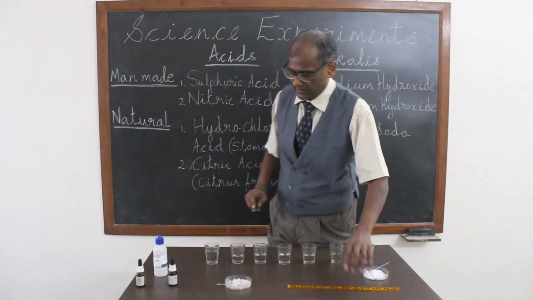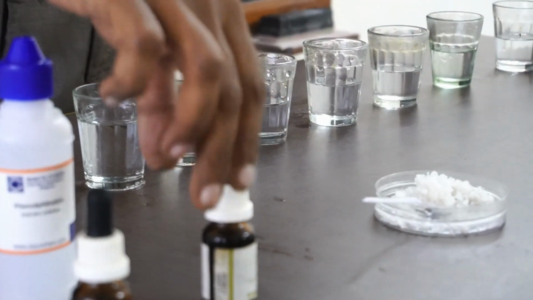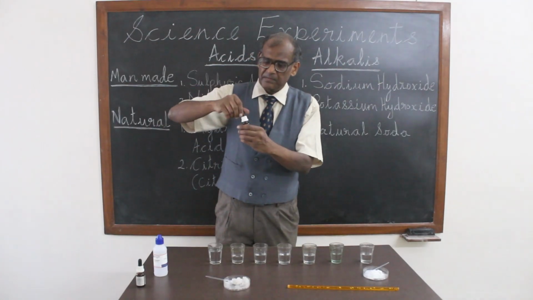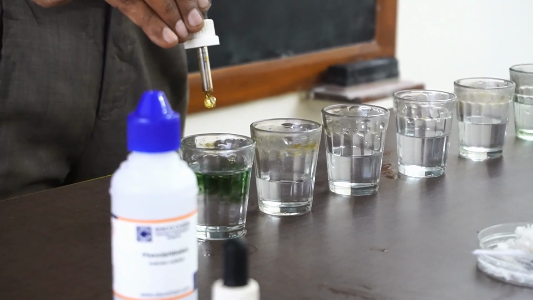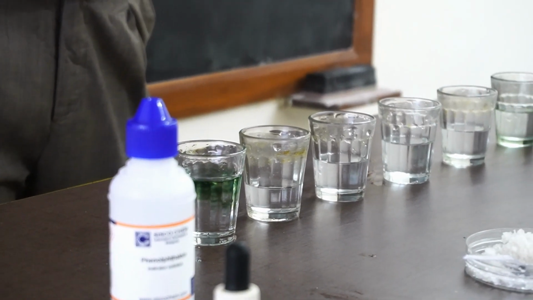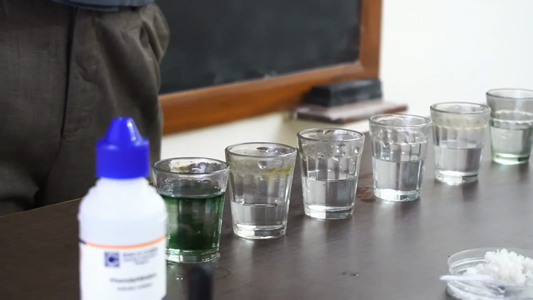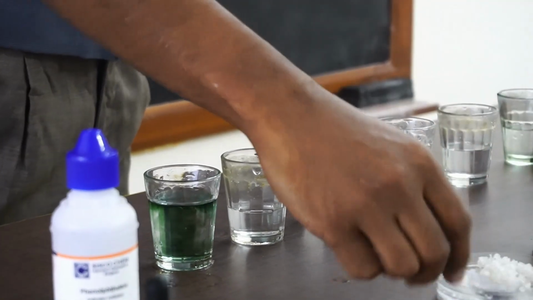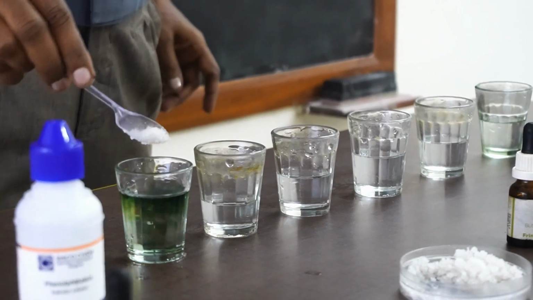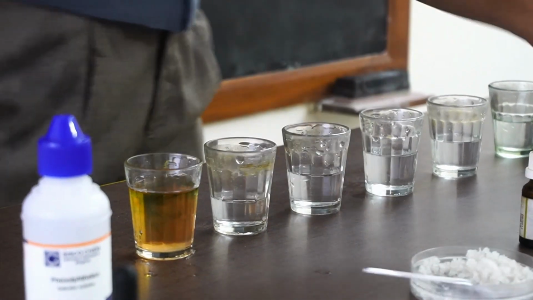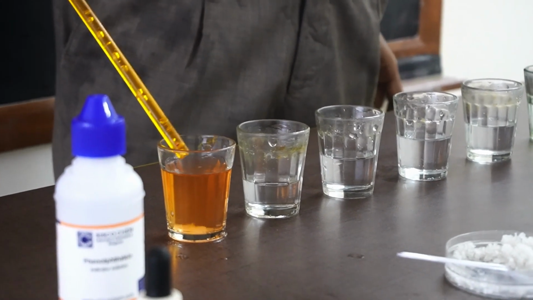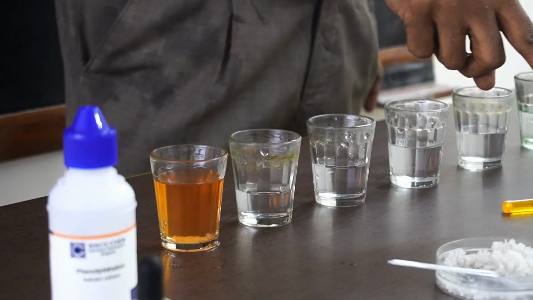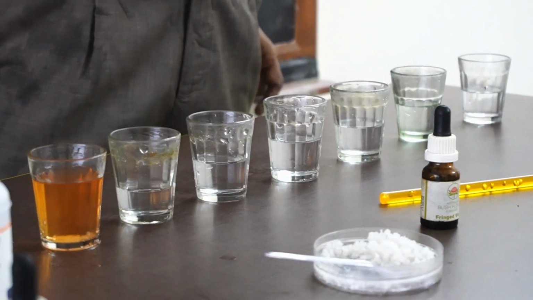Let's conduct an experiment. This is water. This is an acid. Before that, let's put some litmus indicator into this. We can see a green coloration being developed. Now, when we add an acid to this litmus indicator, let's see what happens. It turns red. So, anything that turns litmus liquid into red is an acid.